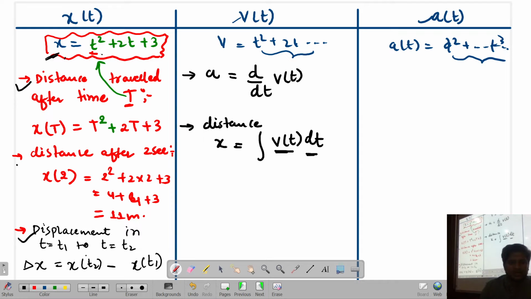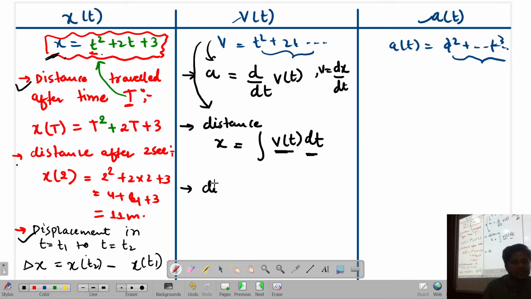As I already told you, the equation is velocity equal to dx by dt. This is where it arrives from. If you write dx equal to v dt, and apply integration, you get x equal to the integral of v dt. So these are the two formulas: to calculate acceleration from the velocity equation, the formula utilized is this; to calculate distance from the velocity equation, you apply this formula.